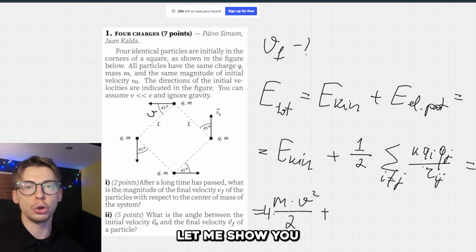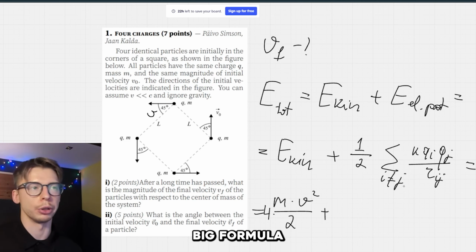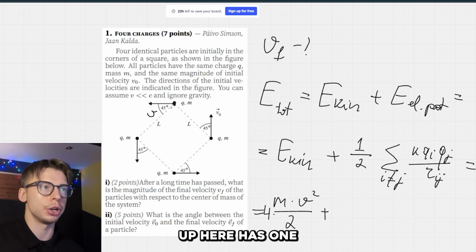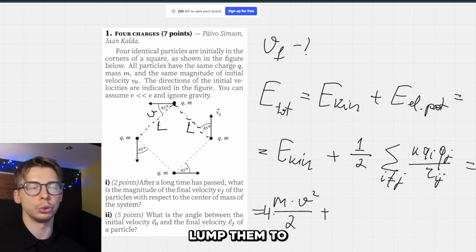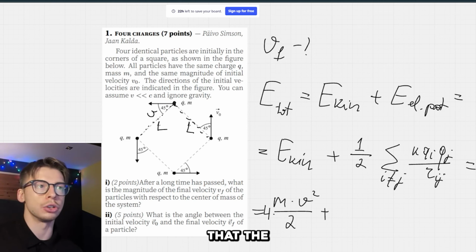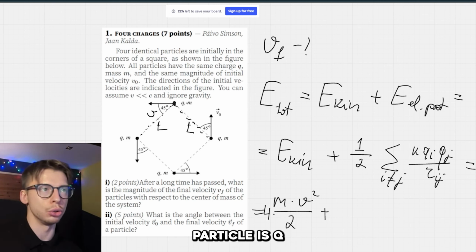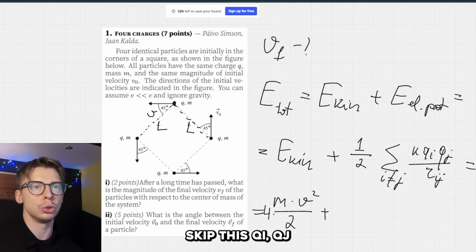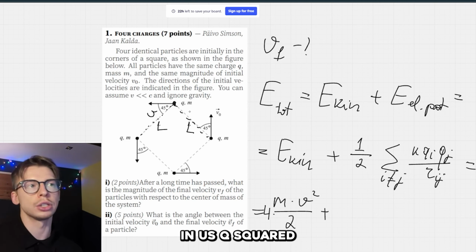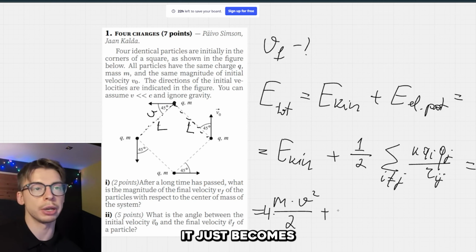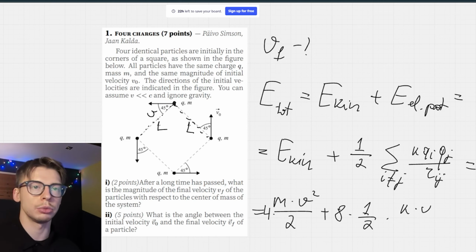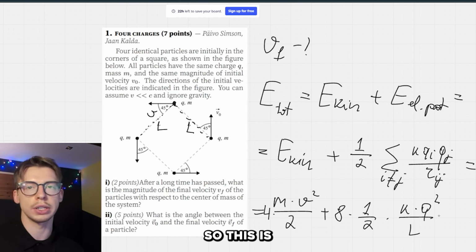Okay, so let me show you how I'm going to use this big formula. I see that this particle up here has 1 particle on its left and 1 particle on its right, equally far away at the distance L. So we can just lump those 2 in the same formula. We also know that the charge of each particle is Q. So we can just skip this Q_i, Q_j, and just write it as Q squared, because we have to multiply the same charges together. So in the end, it just becomes this. So this is the expression.